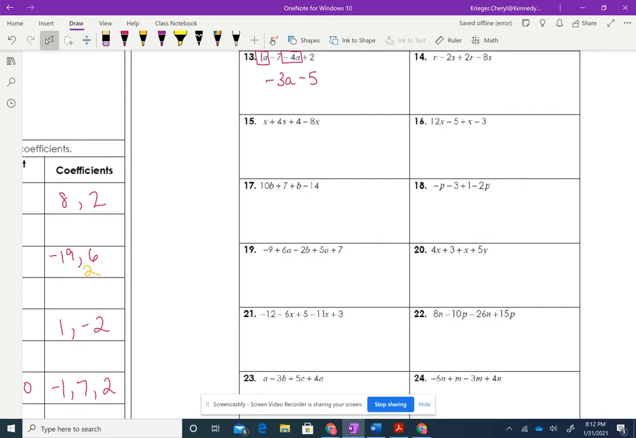Okay, number 15, we have 1x, right? I'll put a 1. 1x plus 4x minus 8x. Those are my variable terms. So 1x plus 4x is 5x minus 8x is negative 3x. And then that positive 4, the constant, it just drops down as is, plus 4.